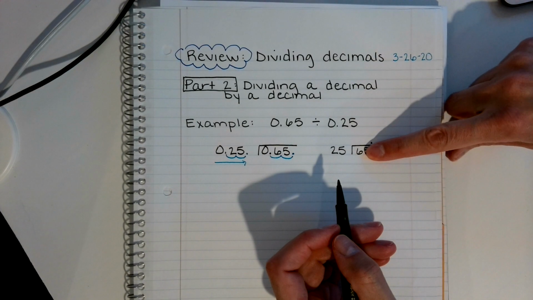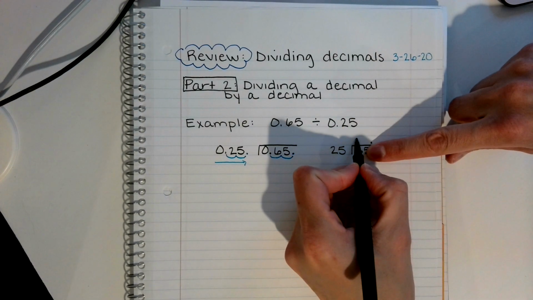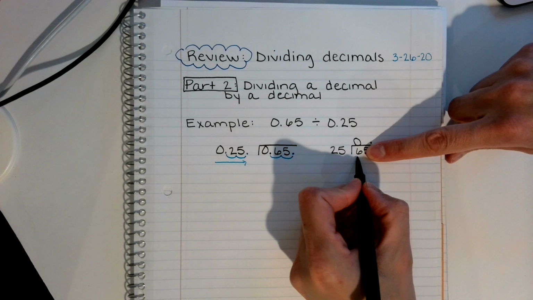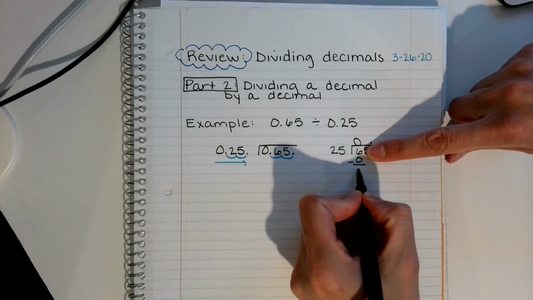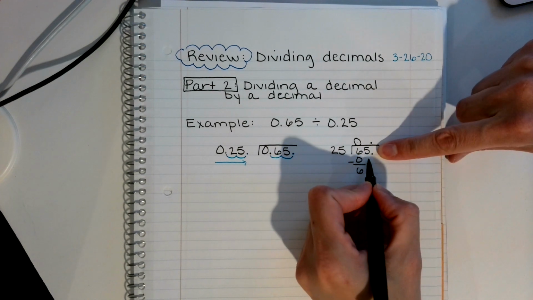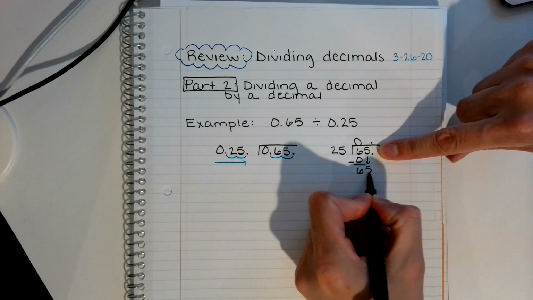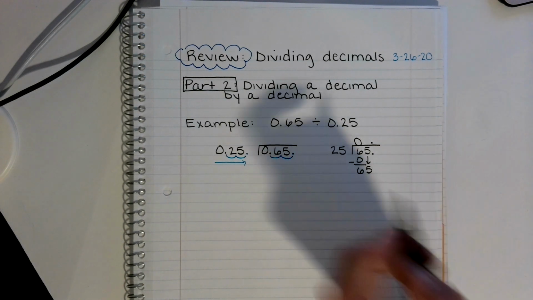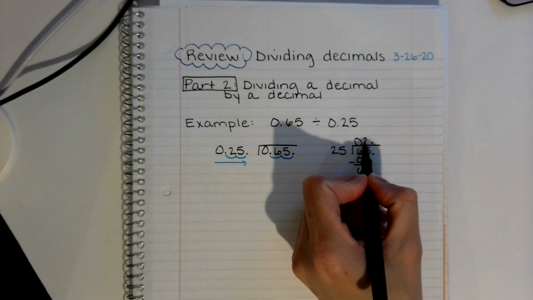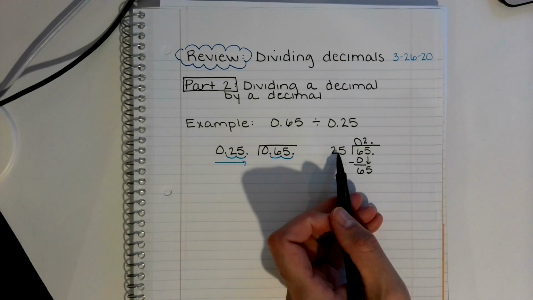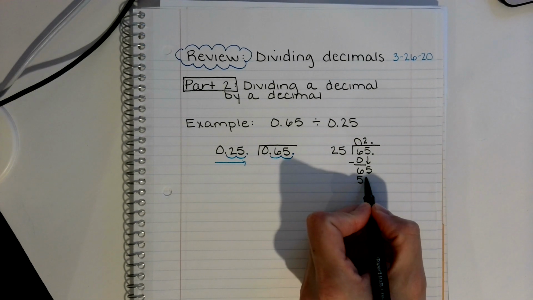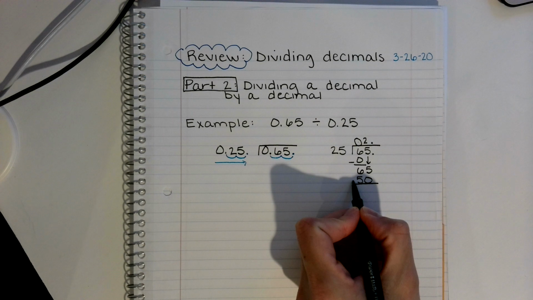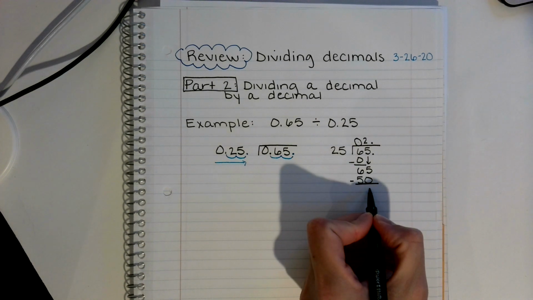So can 25 go into 6? No. 0 times 25 is 0. So this would be 6. Bring down the 5. How many times can 25 go into 65 without going over? 2. Good. 25 times 2 is 50. So 65 minus 50 is 15.